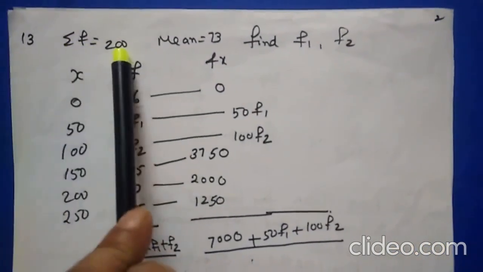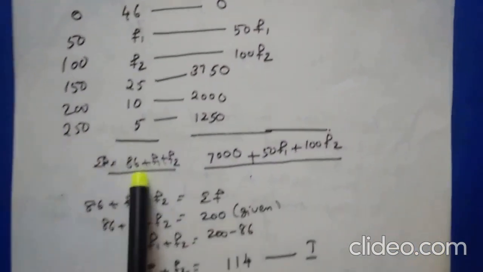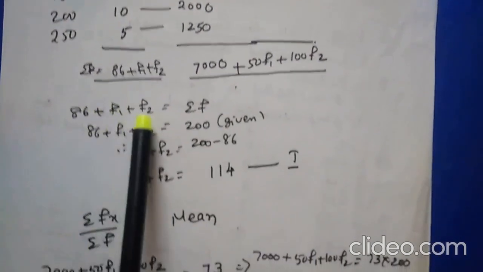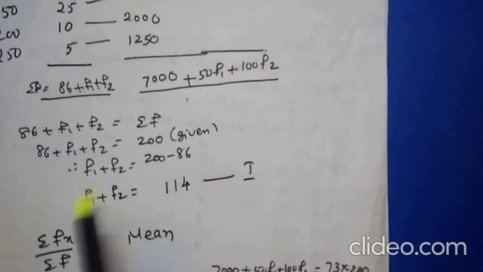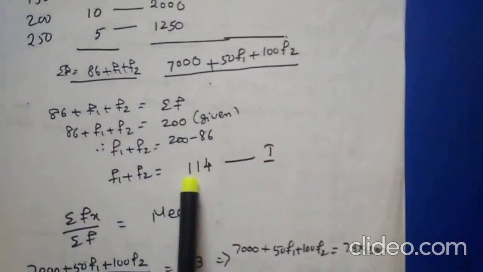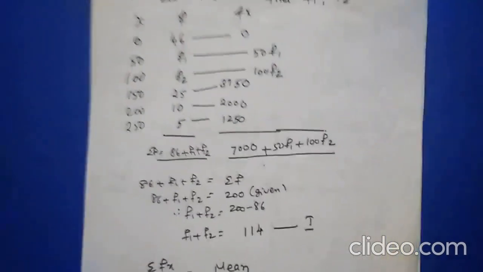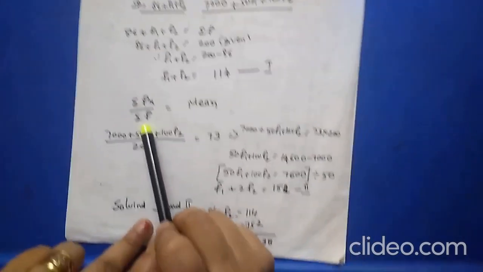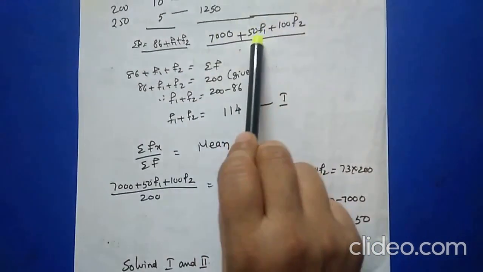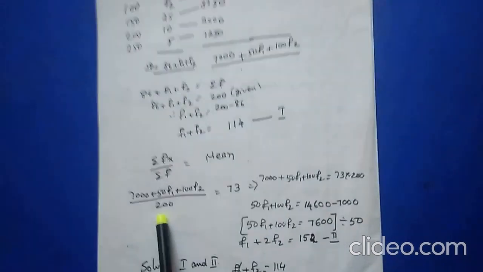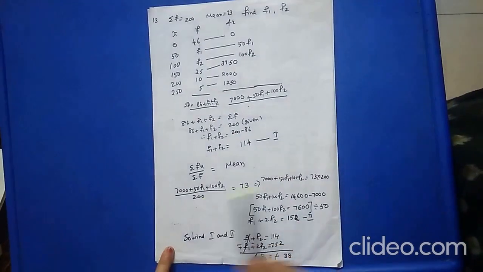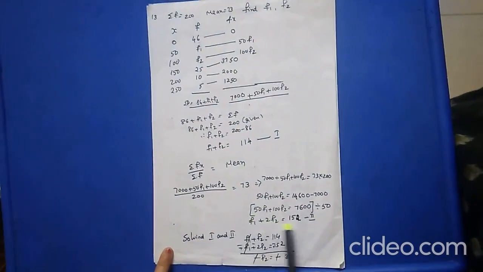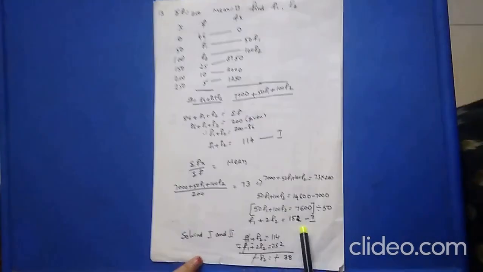Here, the total frequency 200 is given. Therefore, first you have to take this one: 86 plus f1 plus f2 is equal to sigma f. In the place of sigma f, substitute 200. f1 plus f2 is equal to 114. This is the first equation. Next, apply the formula: sigma fx divided by sigma f is equal to mean. 7000 plus 50 f1 plus 100 f2 divided by the total frequency 200 given, mean is 73 given. You are getting f1 plus 2 f2 is equal to 152. This is the second equation.